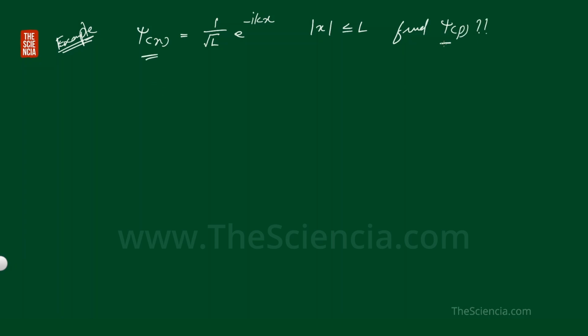So the question is to find out psi of p. So how can we find psi of p? Find the Fourier transform of psi of x, that is psi of p is equal to 1 by root 2 pi h cross integral, here the limit is from minus L to plus L, and the function is psi of x into e raised to the kernel, that is minus i k x, into dx, right?